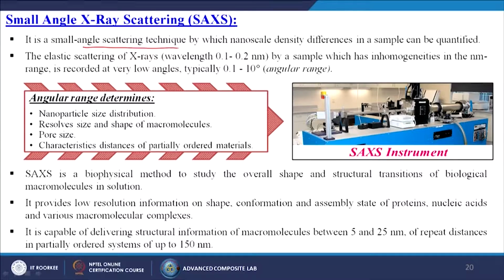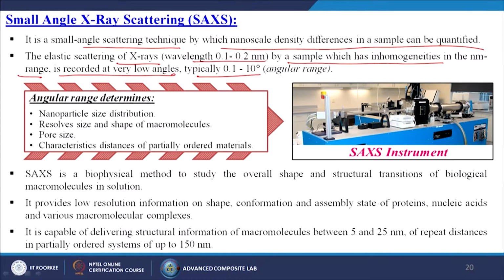Next one is called small angle X-ray scattering, or SAXS. It is a small angle scattering technique by which nanoscale density differences in a sample can be quantified. The elastic scattering of X-rays, wavelength generally 0.1 to 0.2 nanometer, by a sample which has inhomogeneities in the nanometer range is recorded at very low angles, typically in the 0.1 to 10 degree angular range.